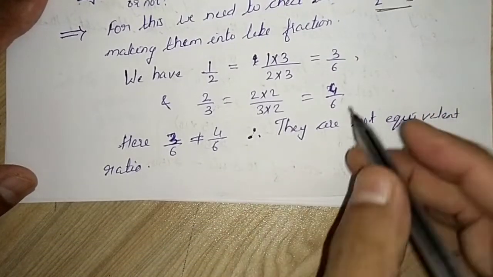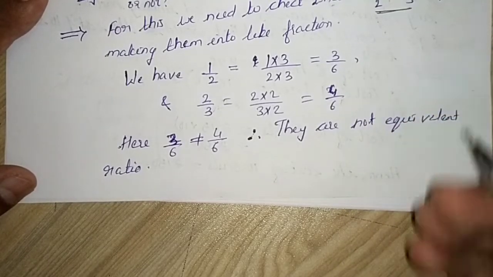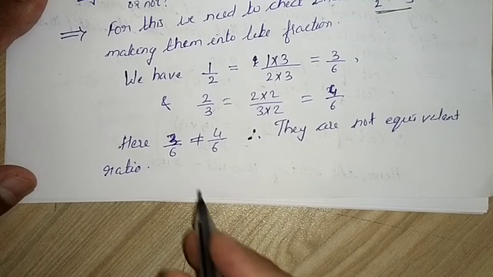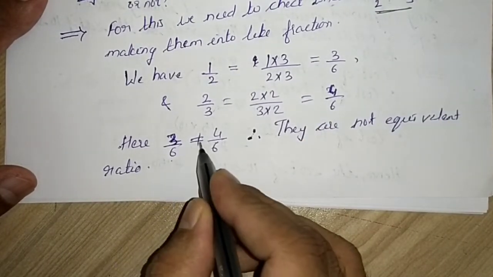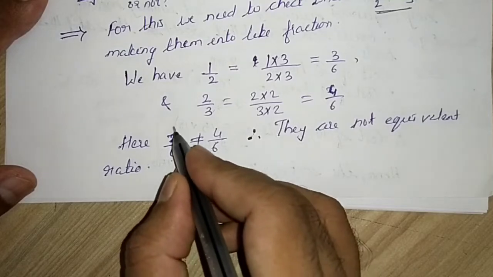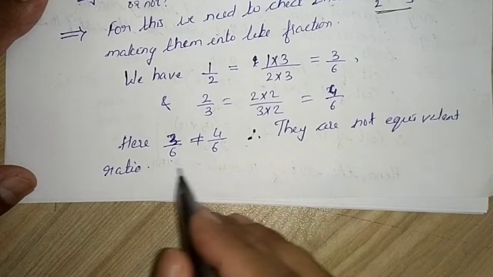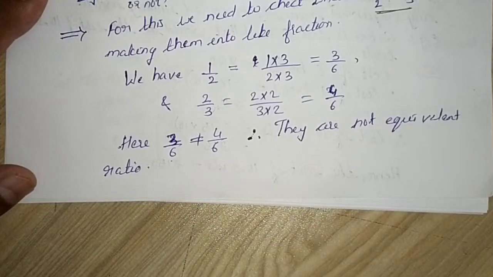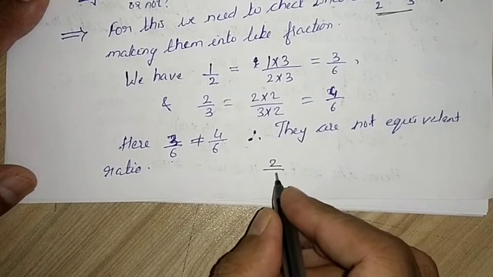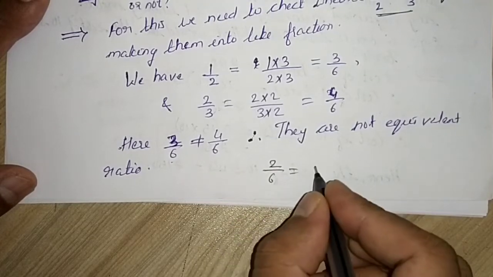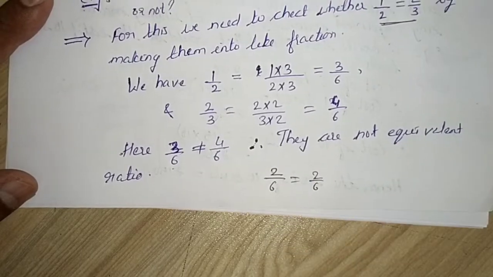Now if these both numbers are equal, we can say that they are equivalent ratio. As they both are not same, 3 divided by 6 is not equal to 4 divided by 6. You can see here it is 3 and here it is 4. So we will say that they are not equivalent ratio. If somehow we have got 2 divided by 6 is equal to 2 divided by 6 after solving, we can say that they are equivalent ratio.